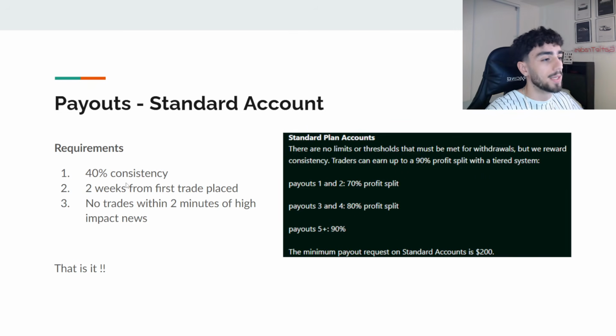So let's talk about getting paid. Standard account, the easiest payout that they offer. It's so easy. The only thing that you need to request a payout is 40% consistency.